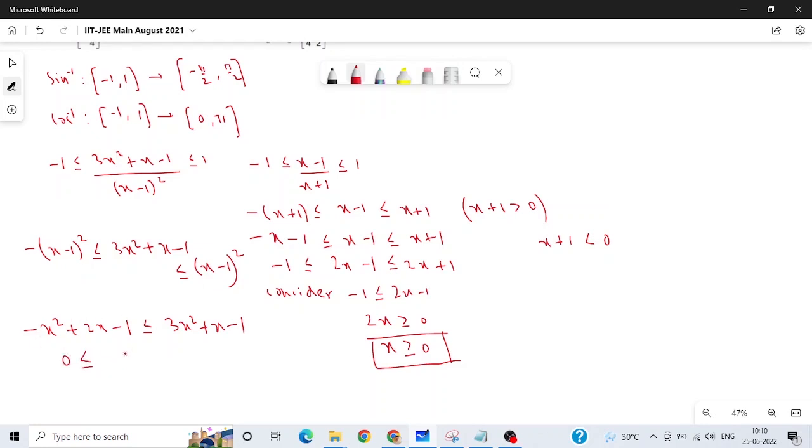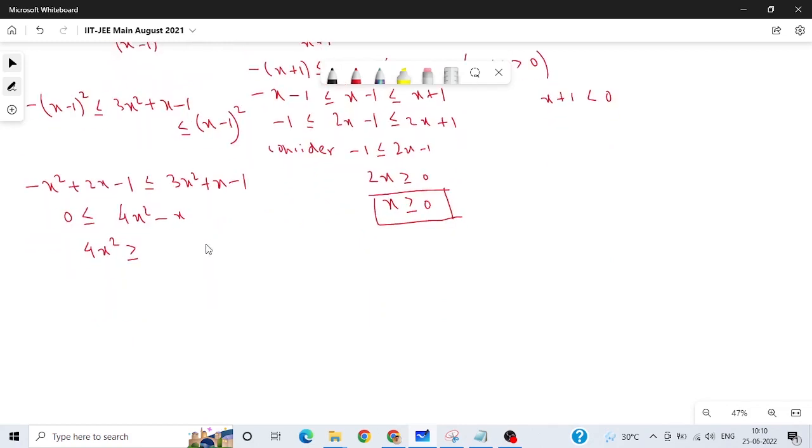So we get 0 less than or equal to 4x square, then it becomes minus x, and then the last minus 1 and minus 1 will get cancelled. So we get 4x square minus x is greater than or equal to 0. Okay, let's keep that on the one side only. Then you can take x common, and then we have x into 4x minus 1 is greater than or equal to 0.